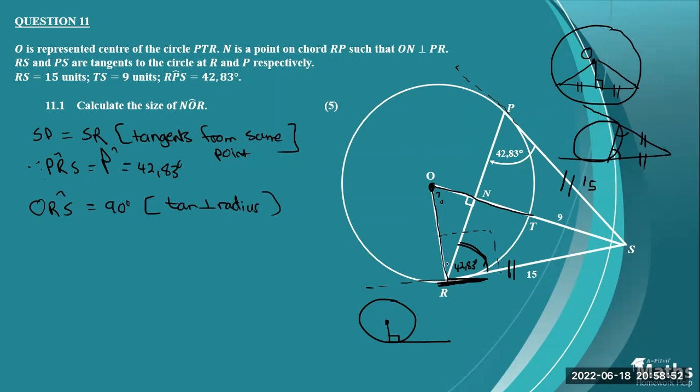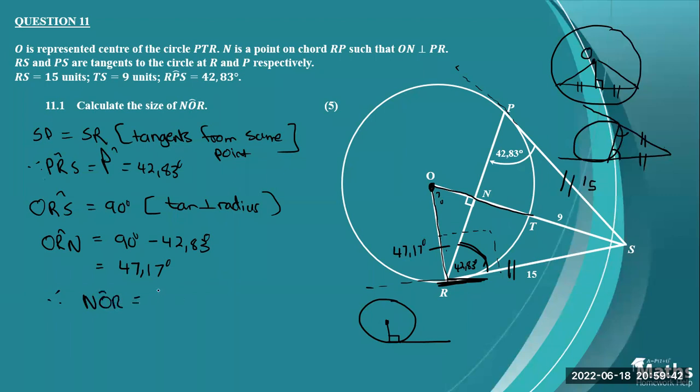And if this is 90 degrees, we can figure out ORN. And if we have ORN, we can work with interior angles of a triangle to figure out that angle O. Right. So I'm going to say here that ORN will be equal to 90 degrees minus 42.83. That gives you 47.17 degrees. And now we can figure out that one. So just fill in this missing angle, 47.17.